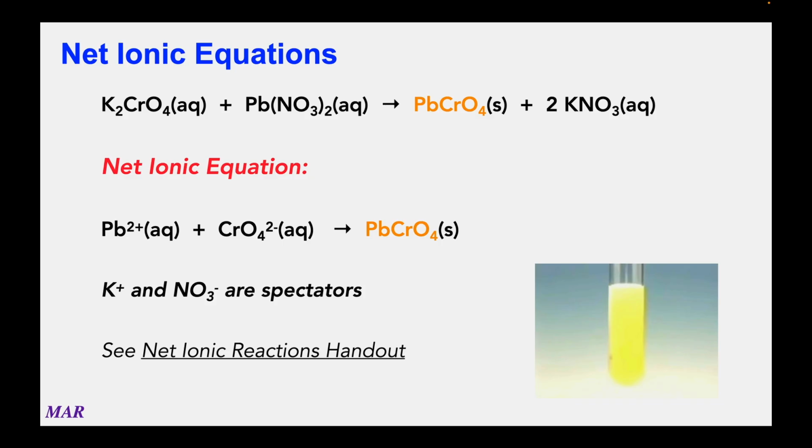But anyway, to make it, in this case, we're adding potassium chromate and lead 2 nitrate together to make lead 2 chromate, a precipitate, a solid, and 2 potassium nitrates. Well, when you do the net ionic analysis on this, and I encourage you to try this just to make sure you're good, both potassium ions and nitrate ions are spectators. So when you pull them out, lead 2 plus aqueous plus the chromate ion aqueous makes lead 2 chromate solid.